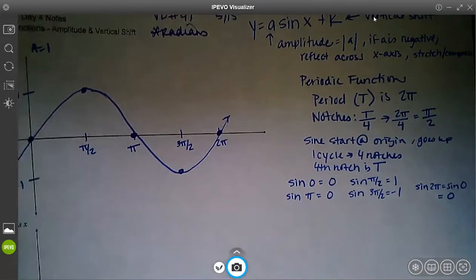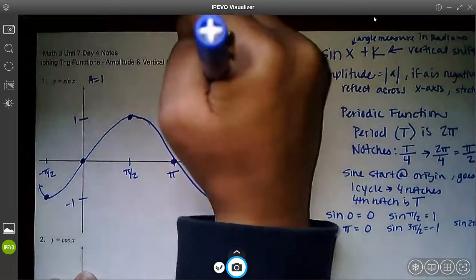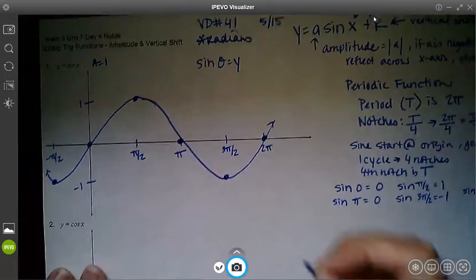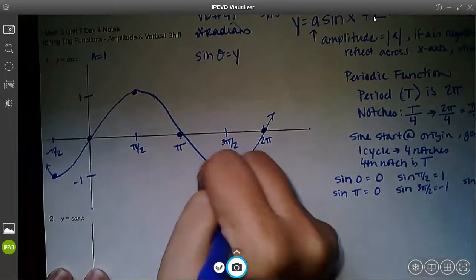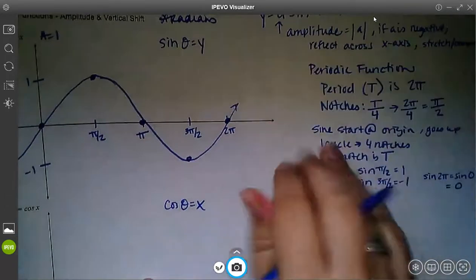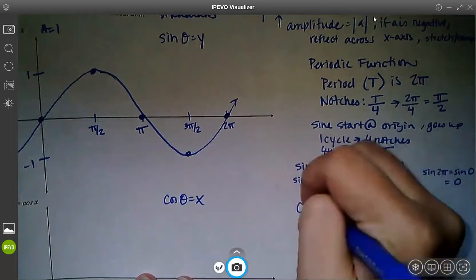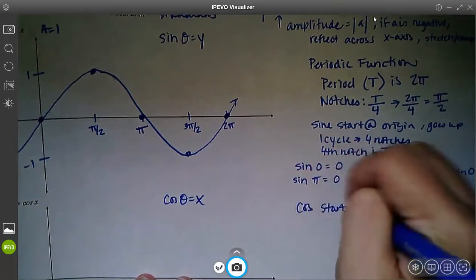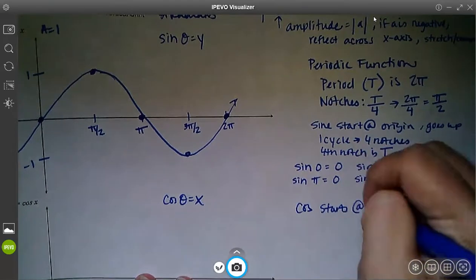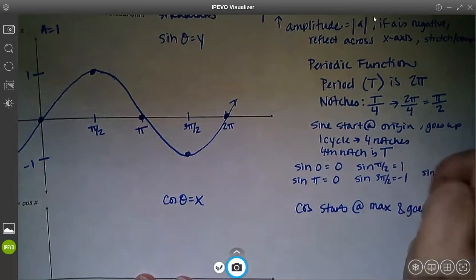The only difference in sine and cosine, sine, remember, is your y value, and cosine is your x value. So all of this stuff is the same except for where it starts. Cosine starts at the maximum and goes down.